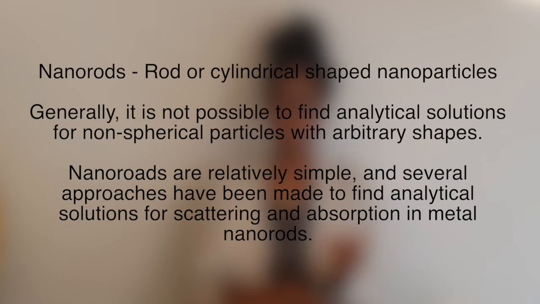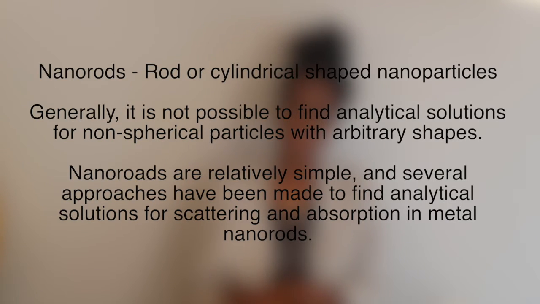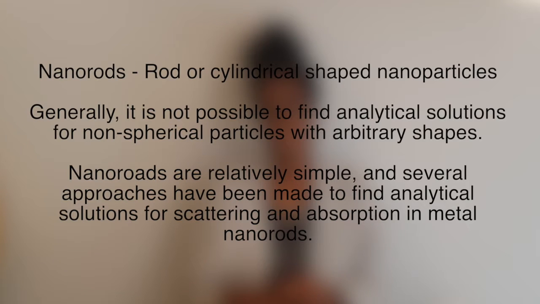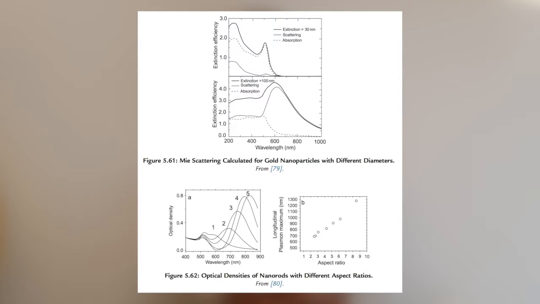I spoke about metal nanoparticles, especially used in Raman spectroscopy, but dark field spectroscopy has also utilized metal nanoparticles. Moreover, localized SPR has utilized metal nanoparticles because they're highly sensitive for optical sensing of molecules. Now, metal nanoparticles have been made into nanorods, even though it is not possible to find analytic solutions for non-spherical particles with arbitrary shapes. But with nanorods, we're able to find analytic solutions for scattering and absorption in those metal nanorods that are being made. Last but not least, let's talk about near-field scanning microscopy.